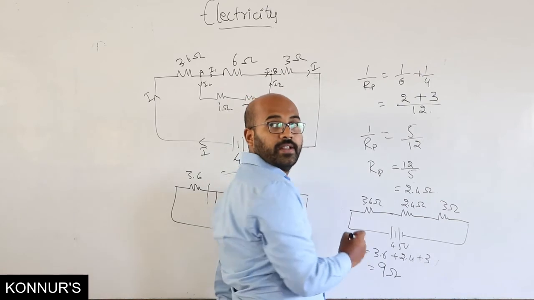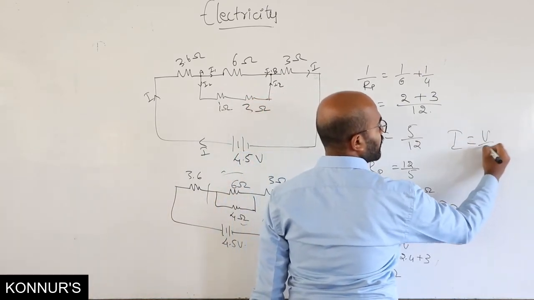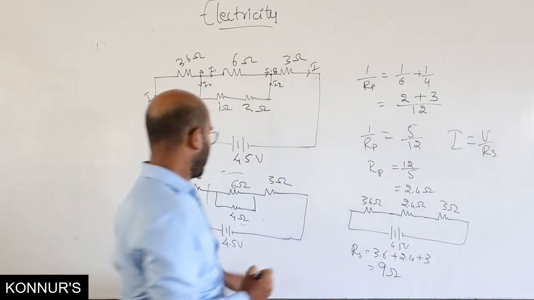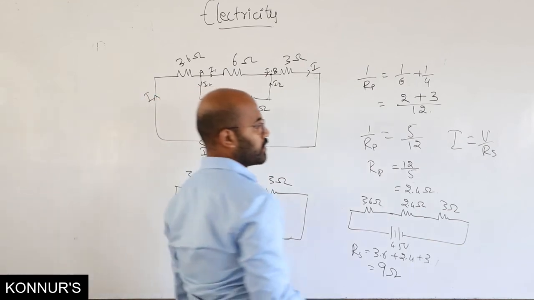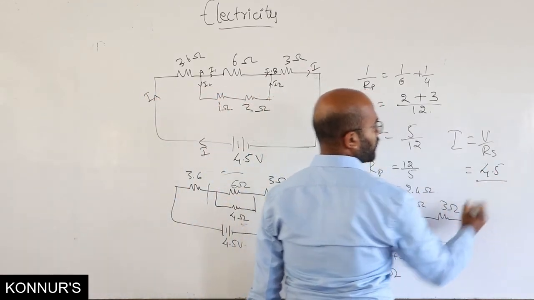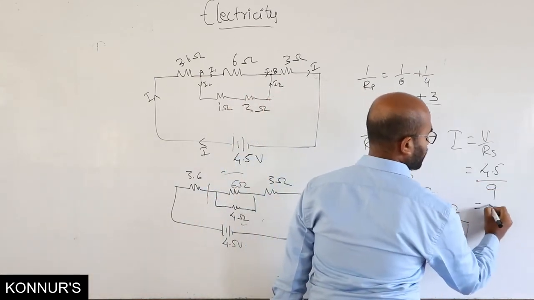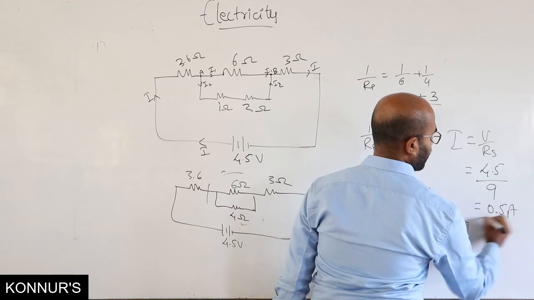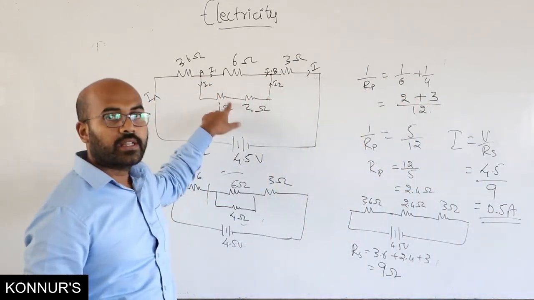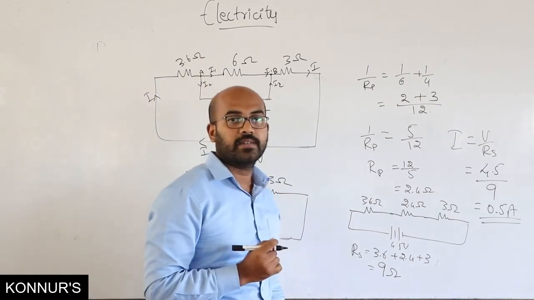So if I want to find the value of current I, V by Rs, what is the value of V? Value of V is 4.5 volt. What is the value of Rs? It is 9. So that is 0.5 ampere. So the current that is flowing through this circuit is 0.5 amperes.